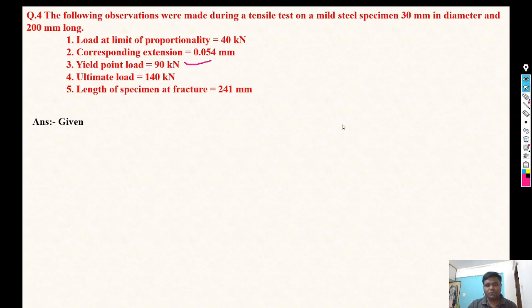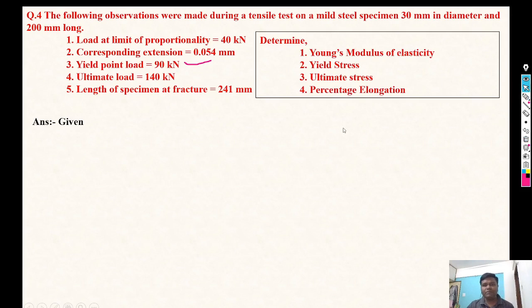Okay, so now see one by one. First write down the given data, determine. So what we require here: we have to calculate the Young's modulus of elasticity, yield stress, ultimate stress, and the percentage of elongation.